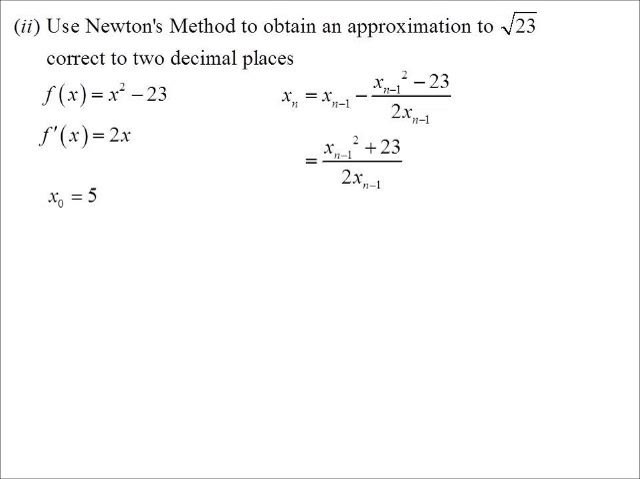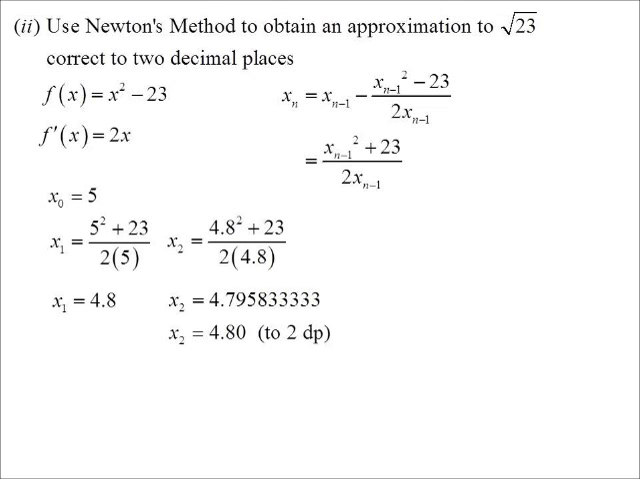So, okay, well, 5 I know is the square root of 25. So I figure square root of 23 has got to be pretty close to the square root of 25. So if I sub 5 in, 5 squared plus 23 over 2 times 5, I get 4.8. We want the answer correct to 2 decimal places. Sub 4.8 in, I get 4.7958333333333, which of course to 2 decimal places is 4.8. So I'm there straight away. So it looks like my approximation to 2 decimal places of the square root of 23 is 4.80.